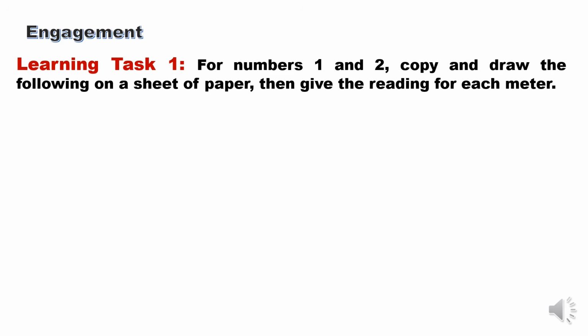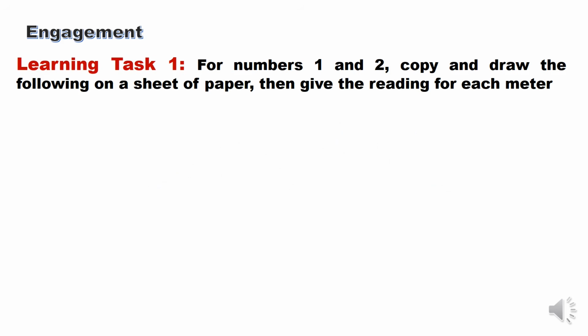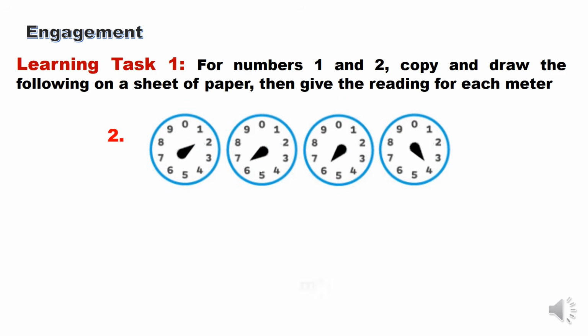Learning Task 1. For numbers 1 and 2, copy and draw the following on a sheet of paper. Then give the reading for each meter. Number 1. The first dial is 3. The second dial is 9. The third dial is between 8 and 9, so that is 8. 0. And the second dial is 2. How about number 2? Can you?